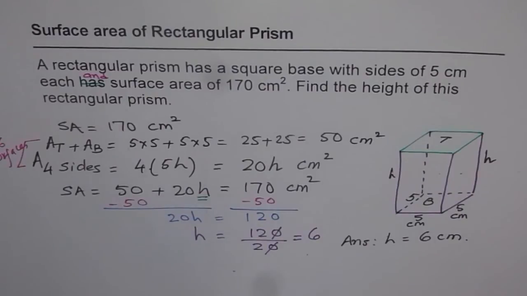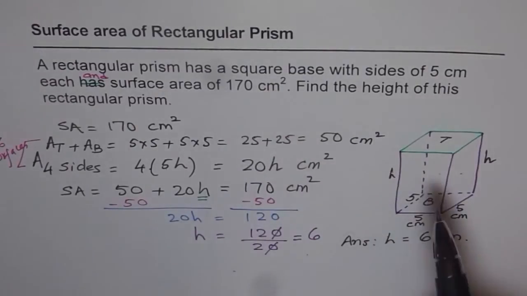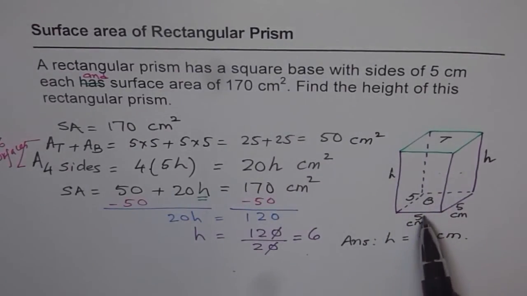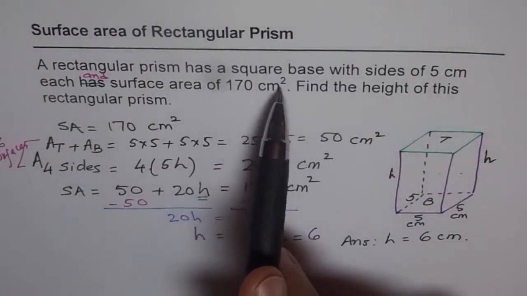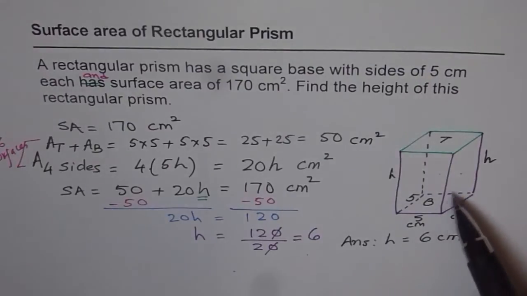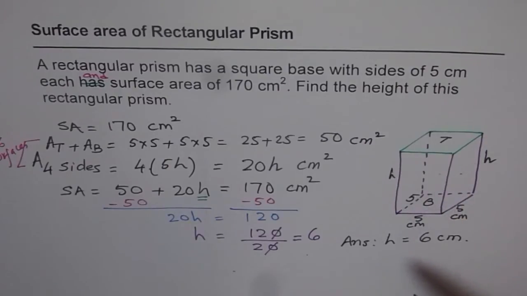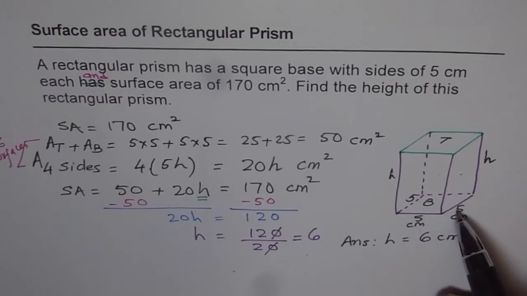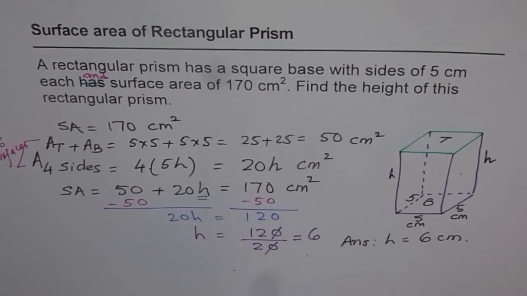So let's go through it once again. The question was, that rectangular prism has a square base. So we have drawn the square base, which is 5 centimeters each side, and total surface area is 170 centimeters square. Surface area means area of top and bottom, front and back, and the sides. So there are 6 faces for a rectangular prism. Top and bottom have the same area. Area is 25 each. So we combine 25 and 25 to get 50 centimeters square. So that is the area of top and bottom, the square parts.